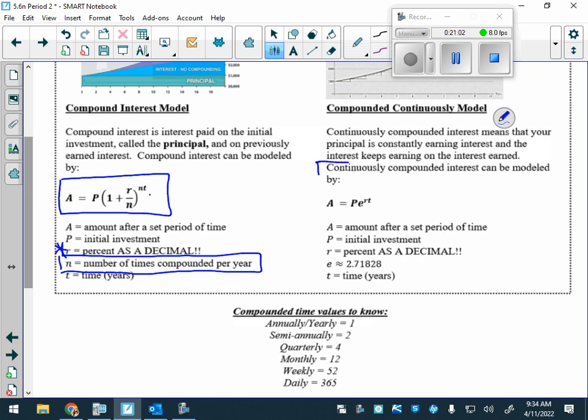Keyword here, to know the difference between these two formulas, it must say continuous, okay? If it says compounded continuously, you are using the PERT formula, okay? Which you guys actually saw when determining if it was growth and decay on the 5.5 practice. Okay, so A, P, R, and T are the same. E is actually in your calculator. Okay, it's a button in your calculator.